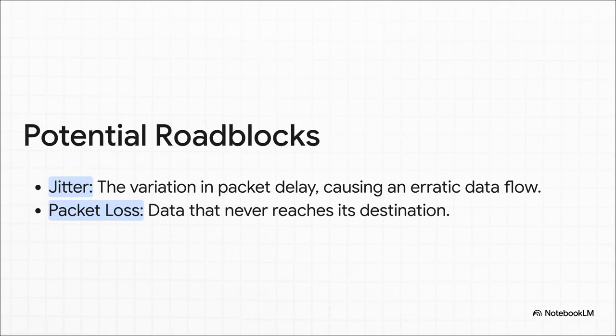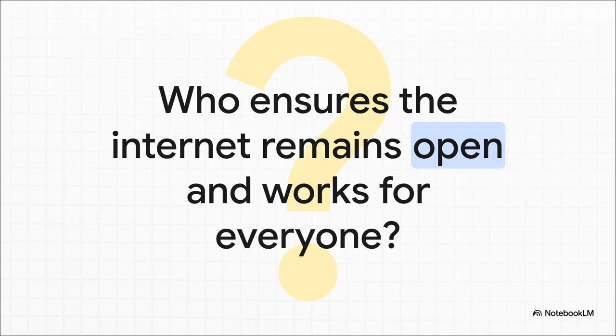But the journey isn't always perfect. Sometimes things can go wrong. You might run into something called jitter, which is when packets arrive at weird, inconsistent intervals. That's what causes a video stream to stutter and buffer. Or even worse, you can have packet loss, where some of those data postcards just get lost in the mail completely. Your computer then has to ask for them to be sent all over again, and that, of course, slows everything down.